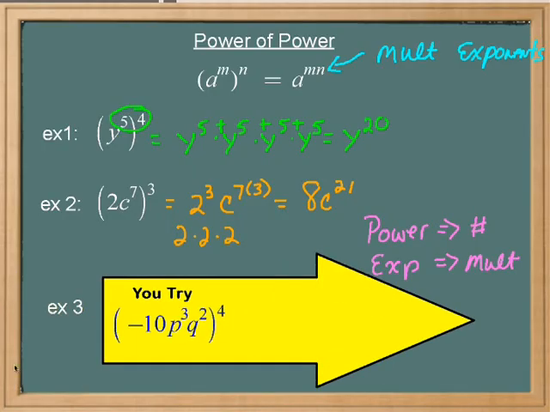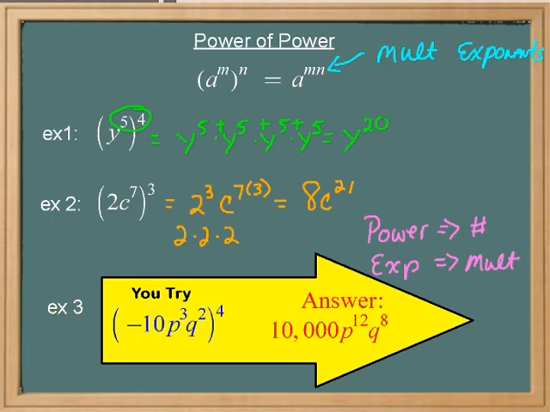Here's a you-try for your example 3. You've got a negative 10, p to the 3rd, q to the 2nd, all that to the 4th power. Go ahead and press the pause key as you compute that. Come on back and I'll have your answer for you. Well, you knew anything to the even power, if it's a negative sign, is going to come out to be a positive. So this is a positive number. And then 10 to the 4th, you add 4 zeros to your problem, so 10,000. Multiply that p to the 3rd times 4, and you get 12, and then 2 times 4 is 8. I hope you got the right answer.